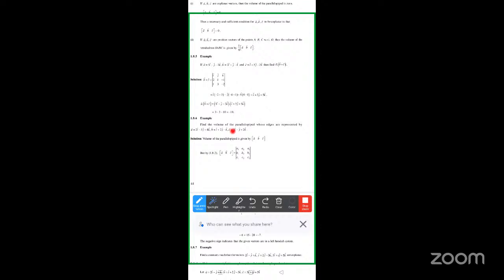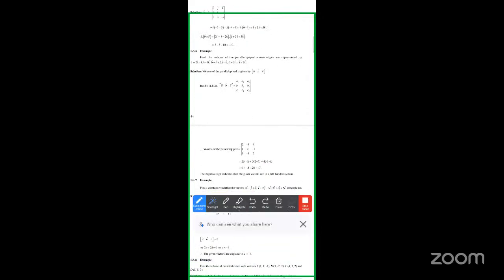Next, find the volume of the parallelepiped whose edges are represented by A, B, C. The volume of the parallelepiped is given by box ABC, which is the determinant with rows A1, A2, A3; B1, B2, B3; and the last row C1, C2, C3. Here the rows are 2, minus 3, 4; 1, minus 1, 2; minus 1, 3, minus 1, 2. Simplifying this, we get minus 7. The negative sign indicates the given vectors form a left-hand system.